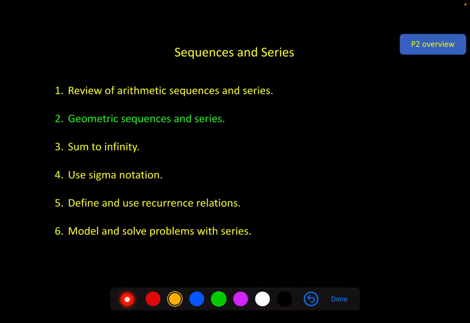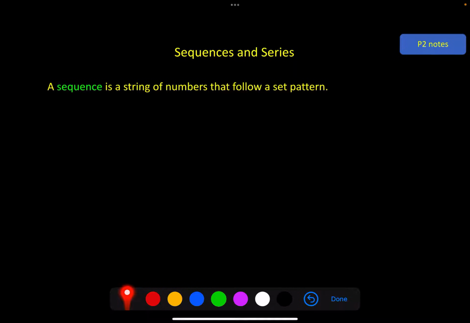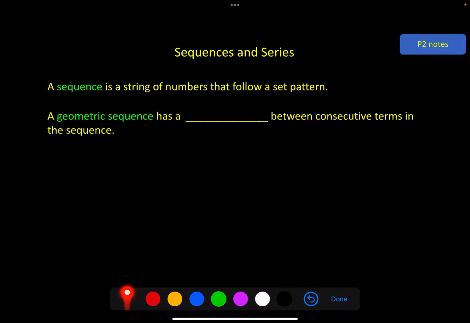Now a lot of the slides are going to look very similar to the previous one because there are a lot of parallels between arithmetic sequences and geometric sequences. So let's get straight in there. Quick reminder, a sequence is a string of numbers that follow a set pattern. A geometric sequence has a common ratio.